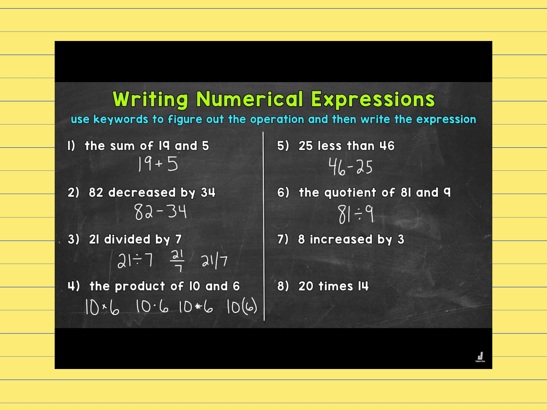Number 7, 8 increased by 3. So increased by, we are going to add 3 to 8. So we have 8, and we are increasing it by 3. So increasing something, we are adding. Lastly, number 8, we have 20 times 14. So times, that's going to be multiplication. So we have 20 times 14.